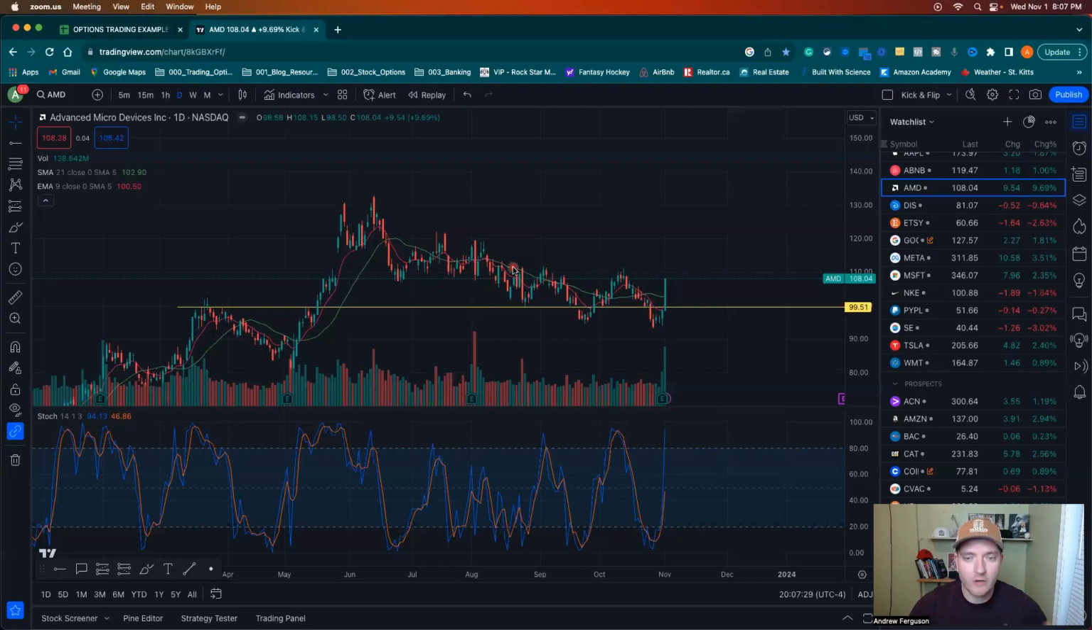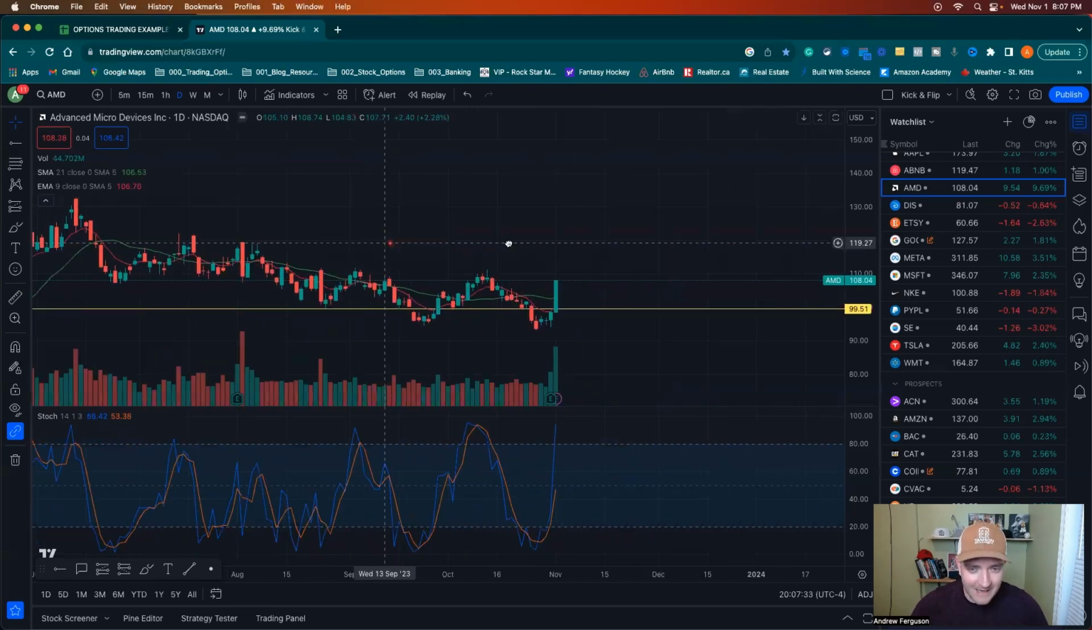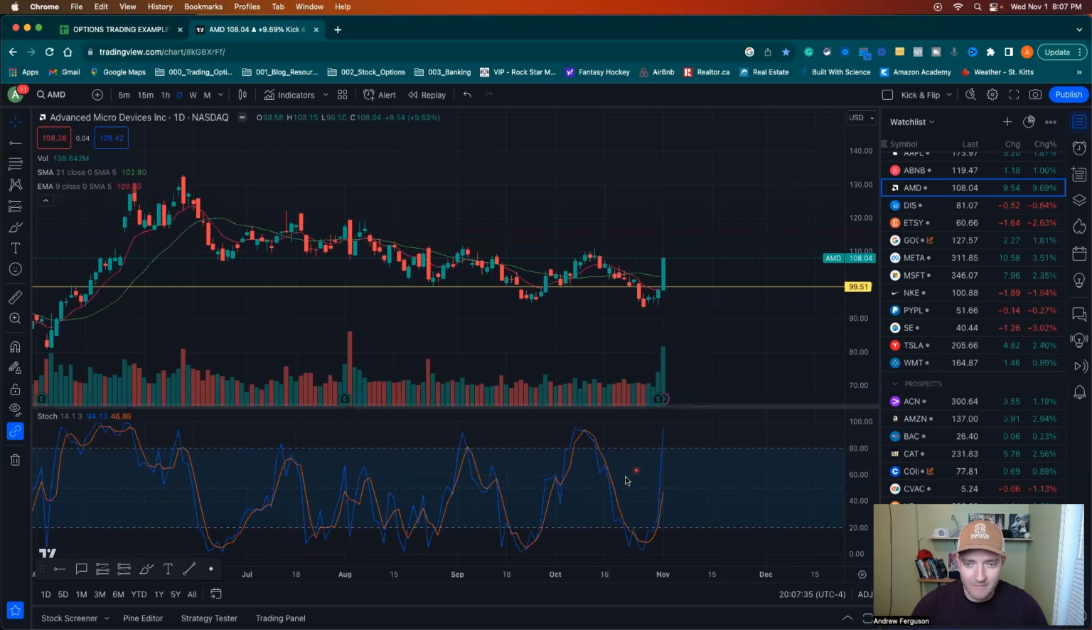So step number 1 of this process is to find a stock or a company that is in a bullish or upward moving trajectory on the chart. To do this, let's hop over into TradingView and see what we got. We are checking out AMD right here, Advanced Micro Devices, and you can see that this stock has popped off recently. It has had a nice strong candle upwards.